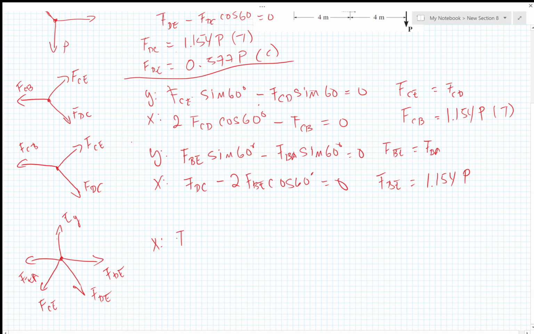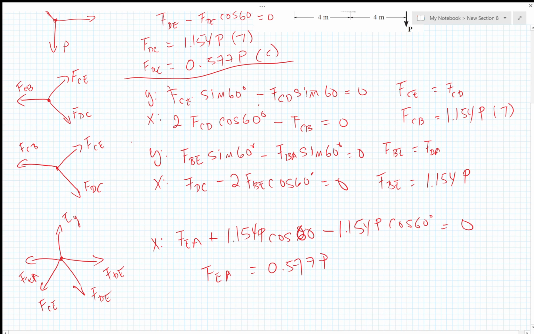That gives me F_EA plus 1.154 P cosine of 60 degrees minus 1.154 P cosine of 60 degrees, equal to 0, and from that I can solve F_EA equal to 0.577 P. So now I have all that I need.